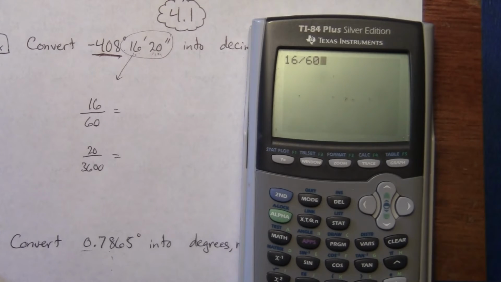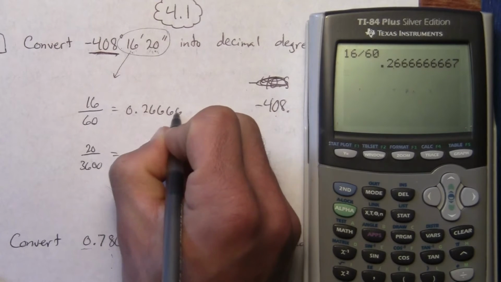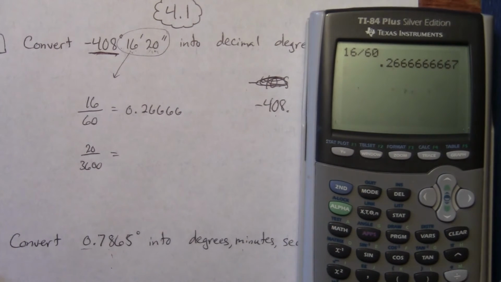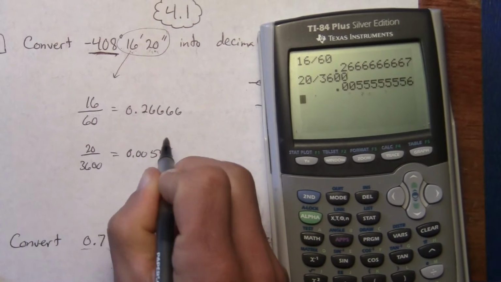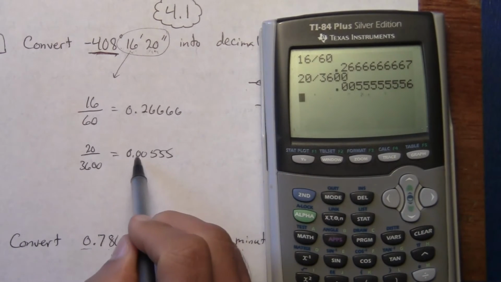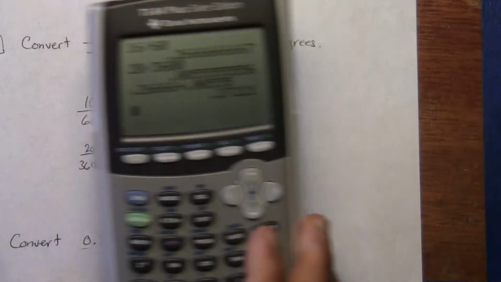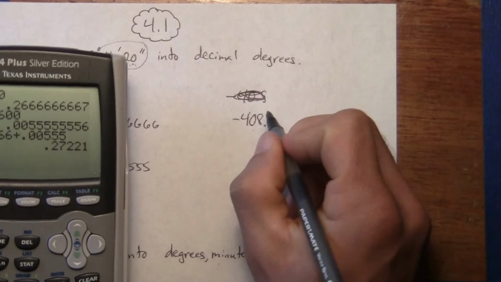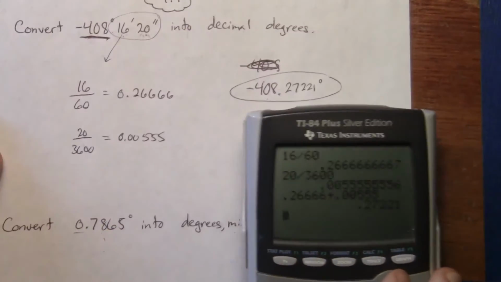So it's taking 16 divided by 60, and you probably want to write out as many of these as you can. Obviously this 6 is repeating for a little while, so if you wrote a few of them, you'd be fine. If you take 20 divided by 3,600, and again try to write that out as far as you can, it looks like you just have 5 repeating over and over. So use the same number of decimals. I've got 5 here, I've got 5 here, so I'm going to take 0.26666 plus 0.00555, add them together, and that would be the decimal. It's going to be negative 408.27221 degrees. So that converts it into decimal degrees.